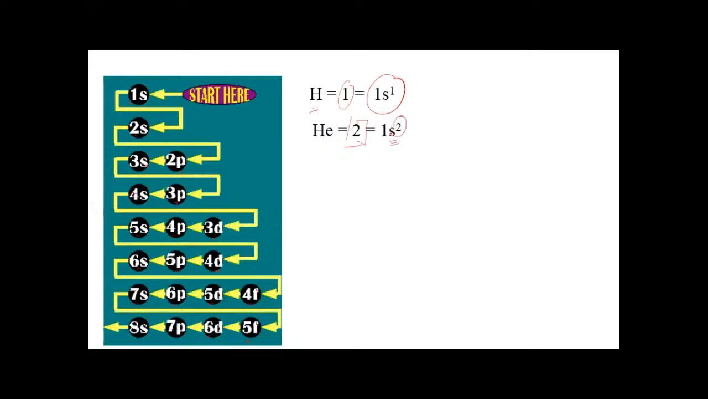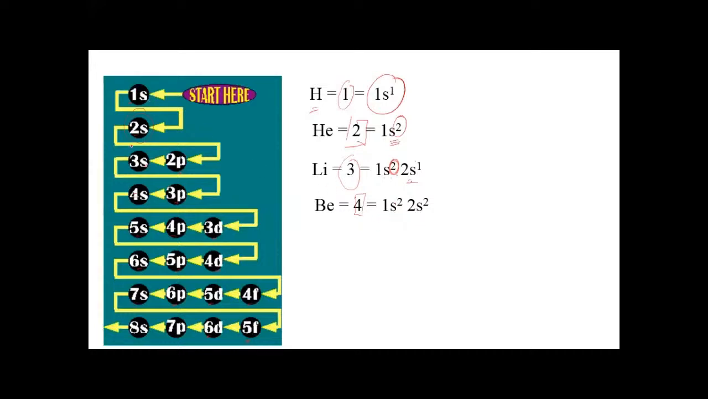In case of lithium, atomic number is 3. This 1s can occupy a maximum of 2 electrons. That is why the third electron will go to the next shell, that is 2s. So the electronic configuration is 1s2, 2s1. Similarly, in case of beryllium, atomic number is 4. S can occupy a maximum of 2 electrons, so first we fill 1s2 and then 2s2.